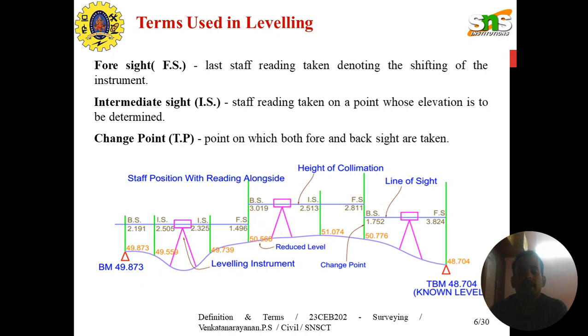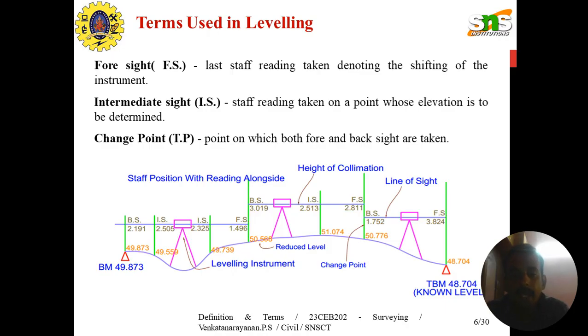Next is change point. If you are shifting the position of instrument, in case the visibility is very low or the point is not visible, in that situation we can shift the position of instrument. That is called change point.